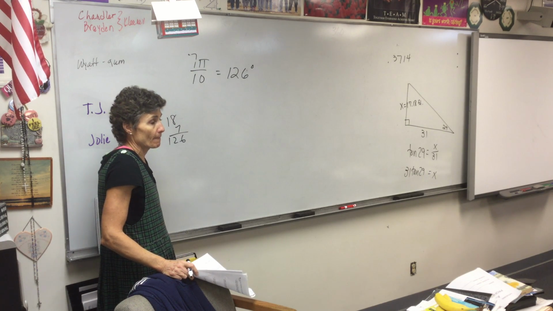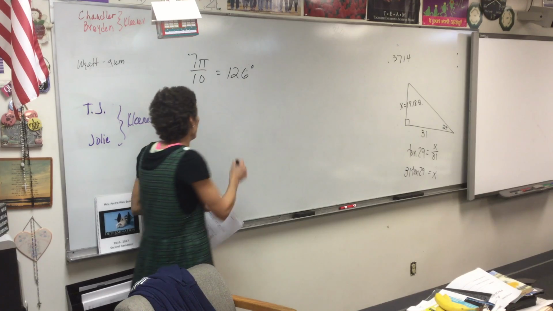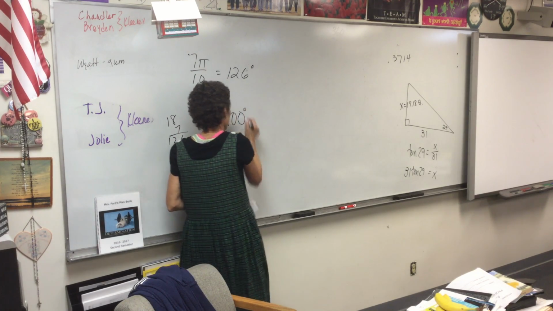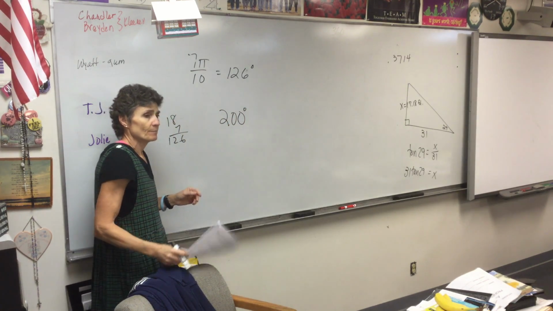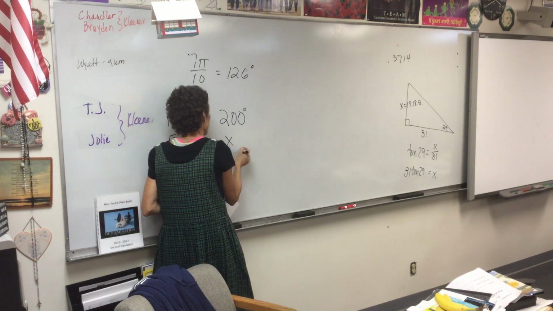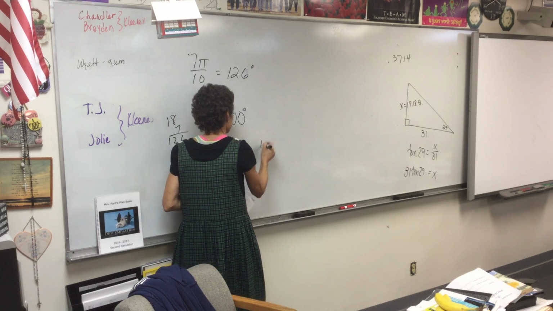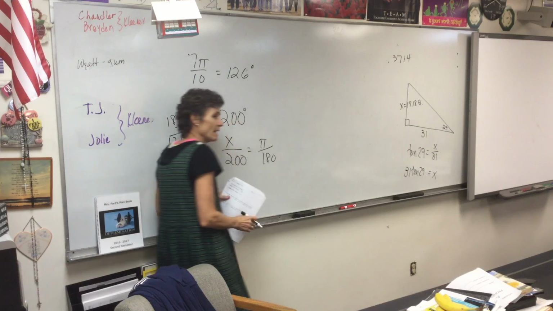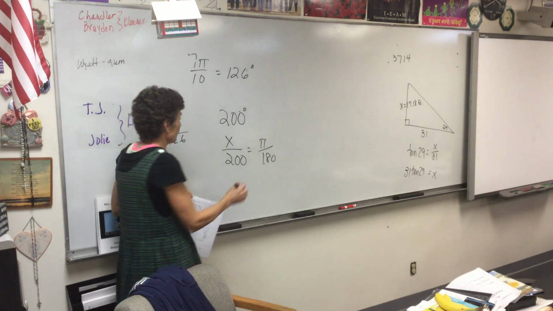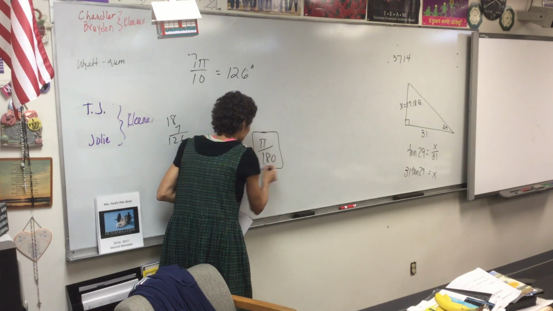Bless you, Dad. Yeah, thank you. Now, what about 200 degrees going the other way? Ooh, this is a little harder. X over 200 equals pi over 180. Wow. This will always be in the problem.